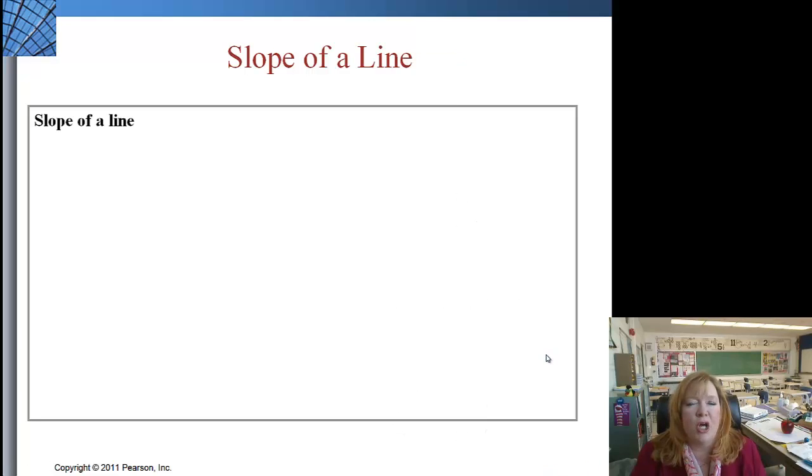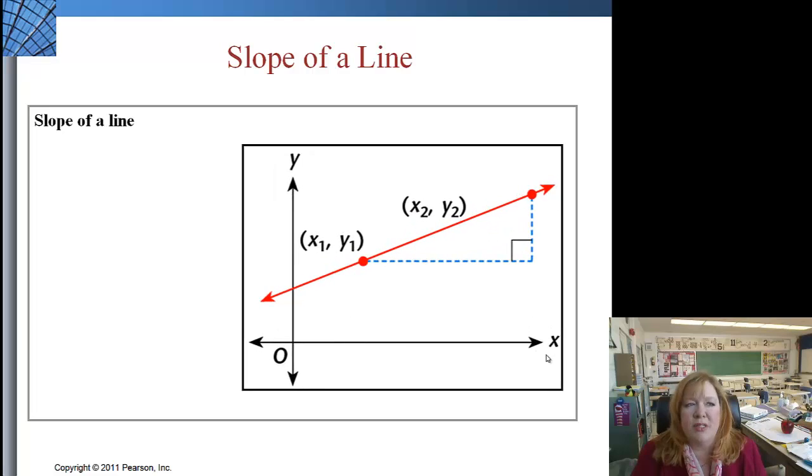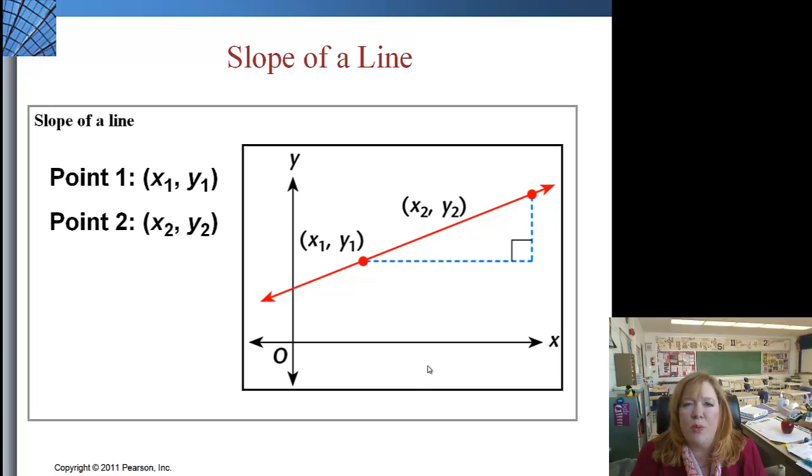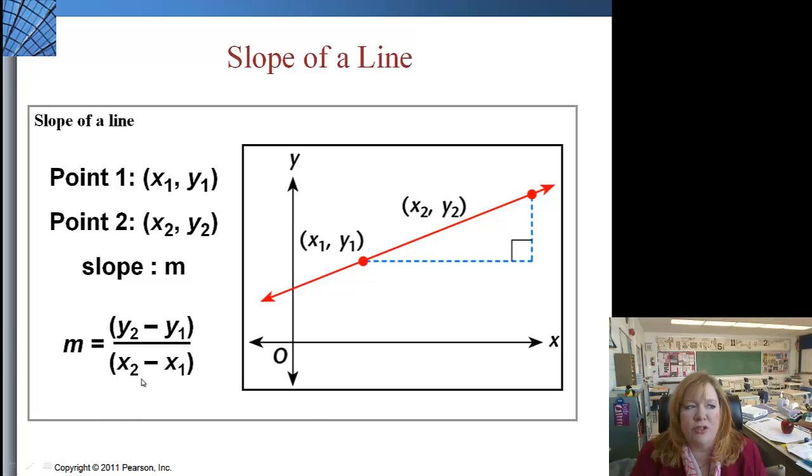Hopefully you remember what slope is. How do you describe a line? Slope is the steepness of a line. So they do that as a ratio of rise over run. The formula for that is, if you have 2 points with coordinates x1, y1, x2, y2, the formula would be y2 minus y1 over x2 minus x1. Y is on top, x is on bottom. And you take the difference of your y coordinates and the difference of your x coordinates. Order of the points does not matter as long as you're consistent.